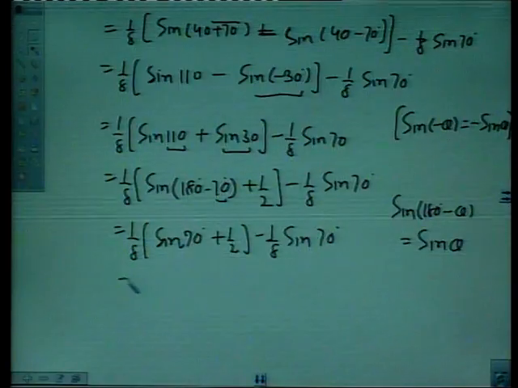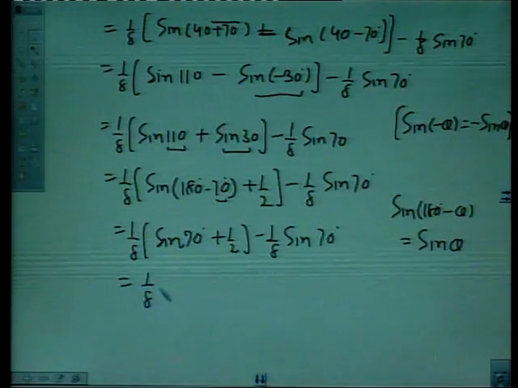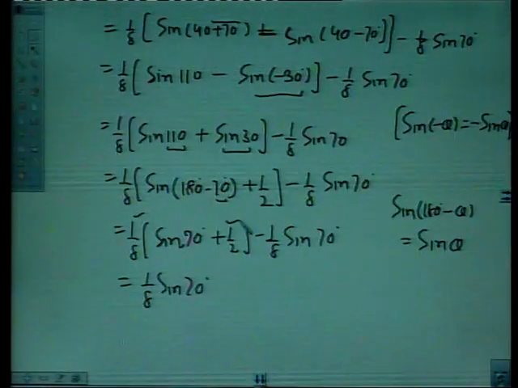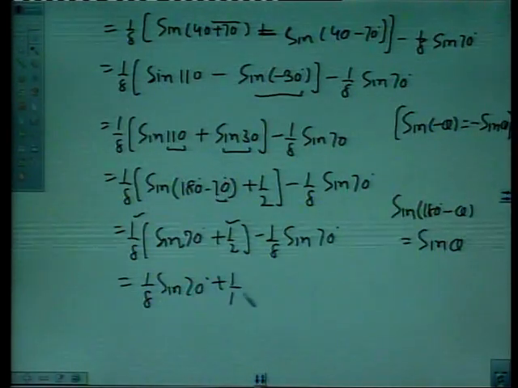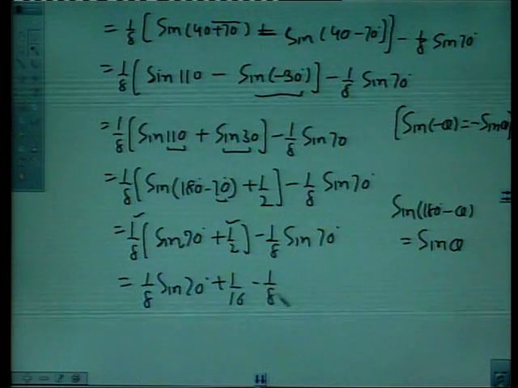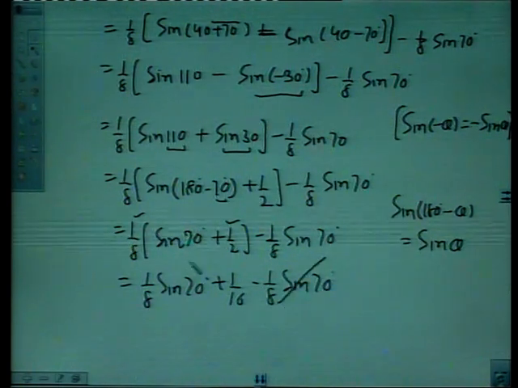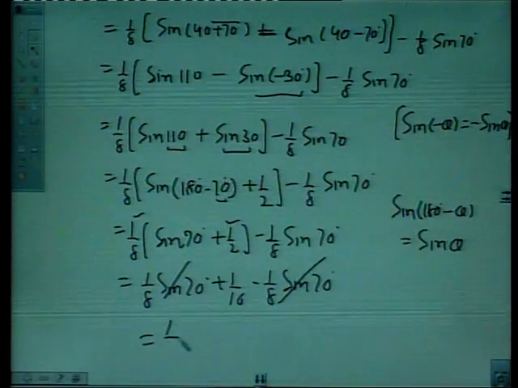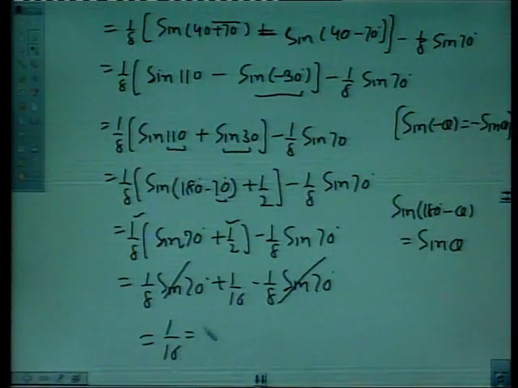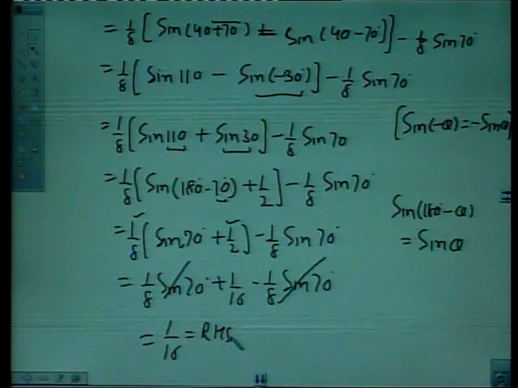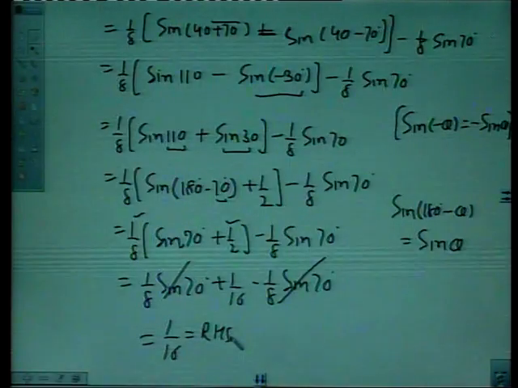So multiply inside. So 1 by 8 sine 70 degree, 1 by 8 into plus 1 by 2, it is 1 by 16 minus 1 by 8 times sine 70 degree. So these are cancelled. So ultimately answer is 1 by 16, which is your right hand side. So this is the way to use your product into sum or difference formula.